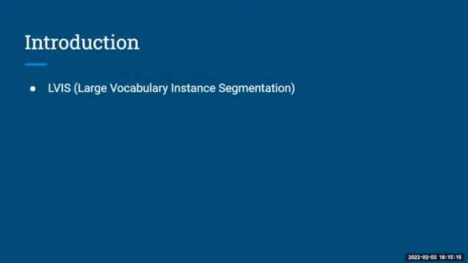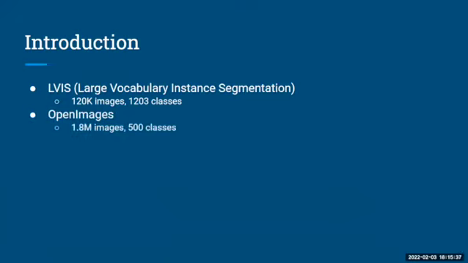However, detection datasets are much smaller in overall size and in terms of the number of classes than image classification datasets. For example, we have the LVIS dataset, which is large vocabulary instance segmentation. This dataset has 120,000 images for about 1,200 classes. We also have Open Images, which has about 1.8 million images for 500 classes. But these datasets do not have enough images or enough classes. In comparison, ImageNet, a 10-year-old image classification dataset, has over 14 million images for 21,000 classes.